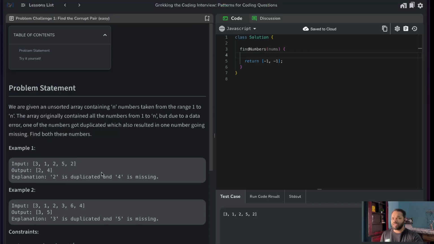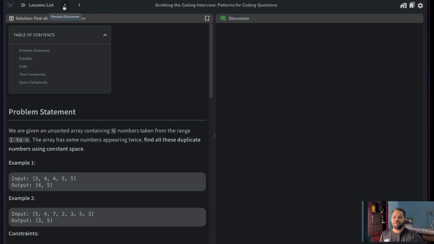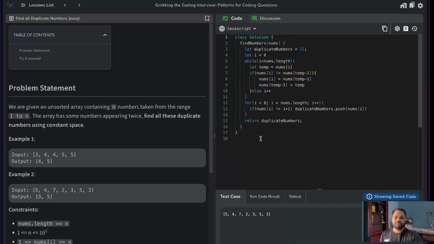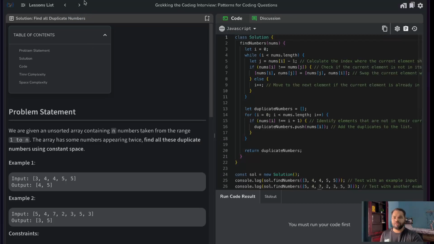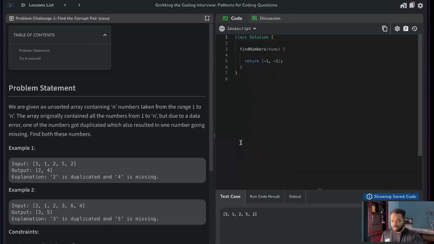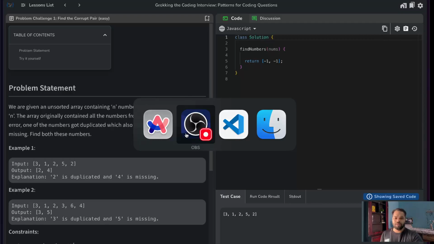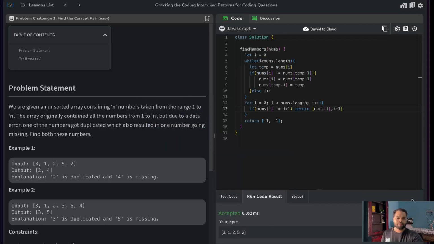So if you see, it's the same thing, we just need to find the one of the values. So yeah, we can just copy from the last solution and then update it a bit so it can fit this problem, right? So I'm doing that now.